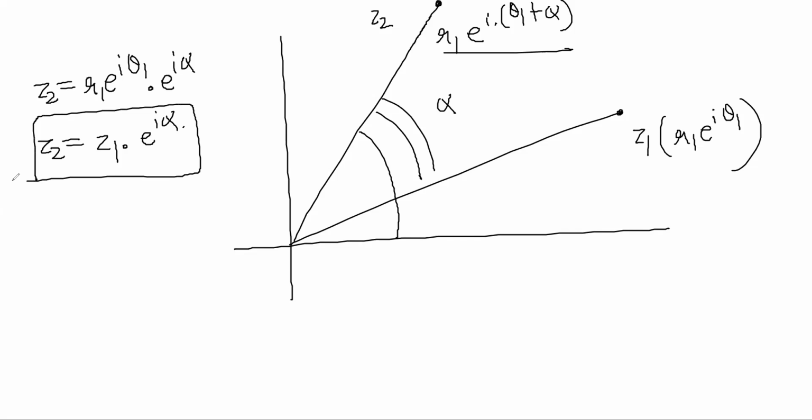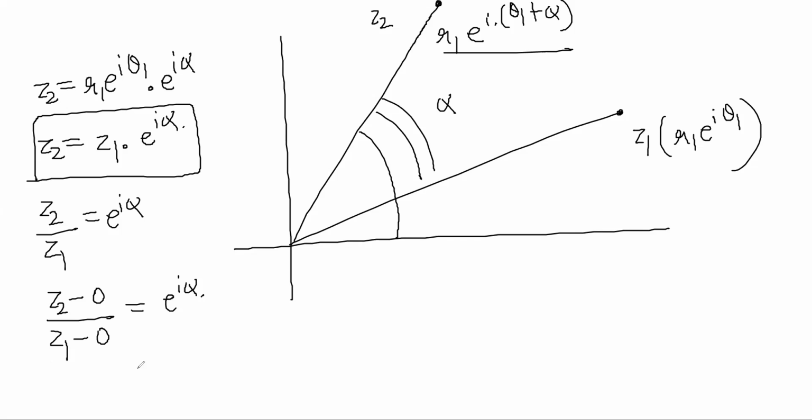This is written as Z2 by Z1 is equal to e^(i alpha), right? This is rotation about the origin. This is the same thing that we have written earlier also, no? Rotation about the origin.